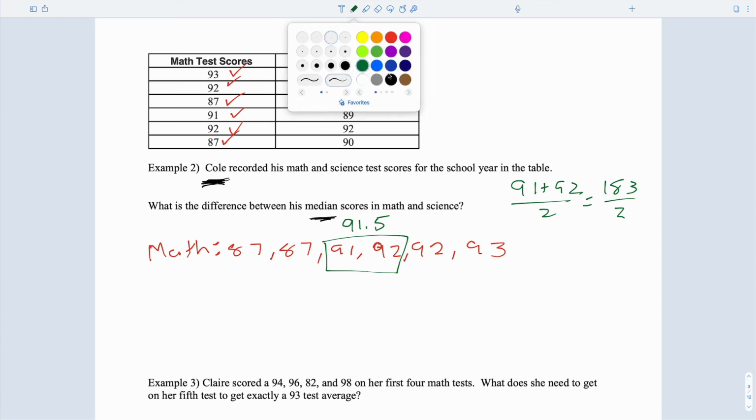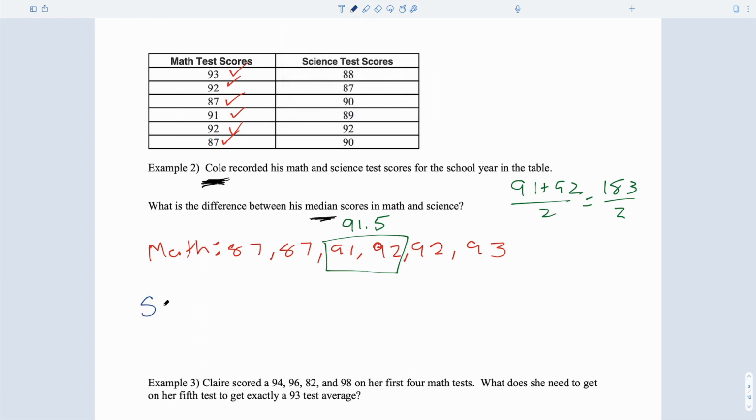Science test scores, Tony, can you sort those from least to greatest? Yeah, so that's 87, 88, 89, 90, 90, and 92. And the two in the middle are 89 and 90. And what's the median? I believe it was 179 divided by 2? 89.5. You could also mentally look at that and just know it's one away, so the middle would be 0.5.